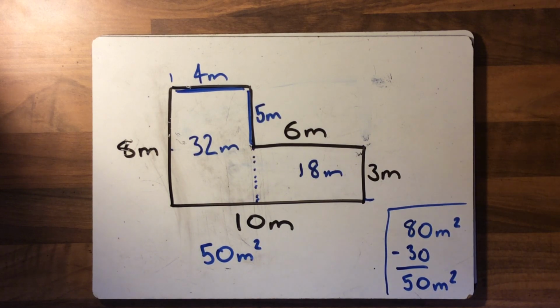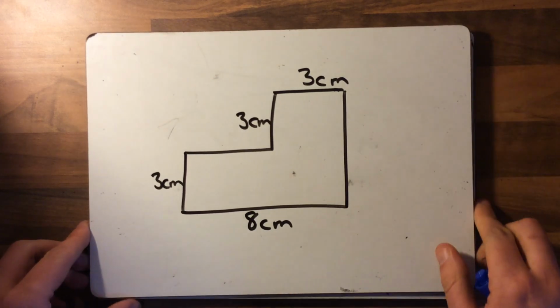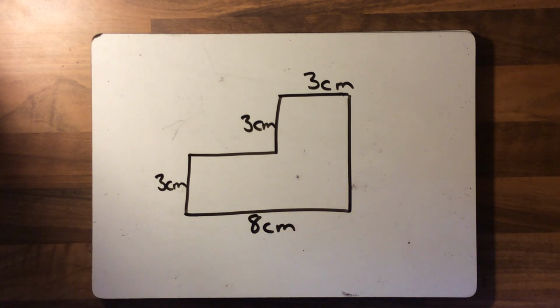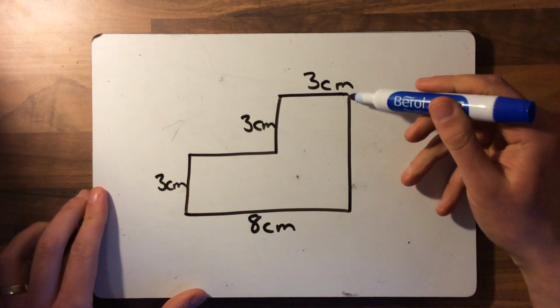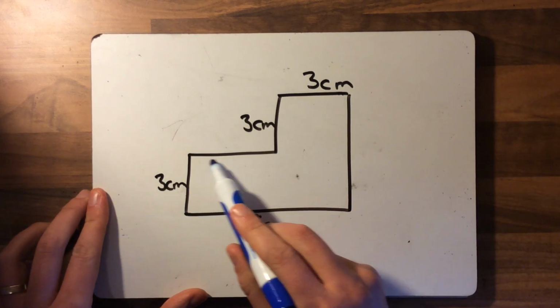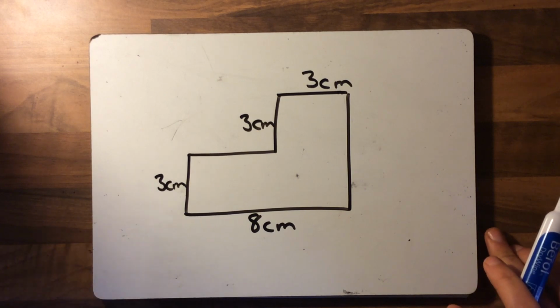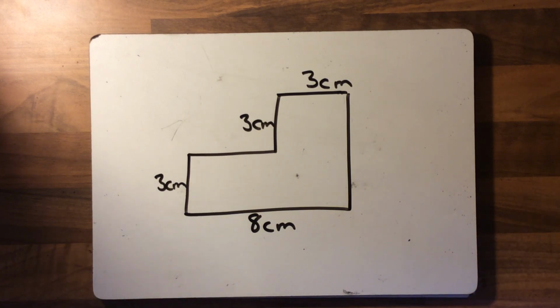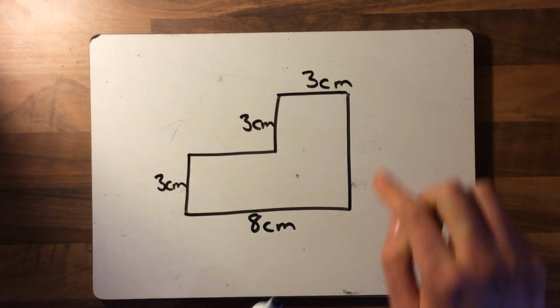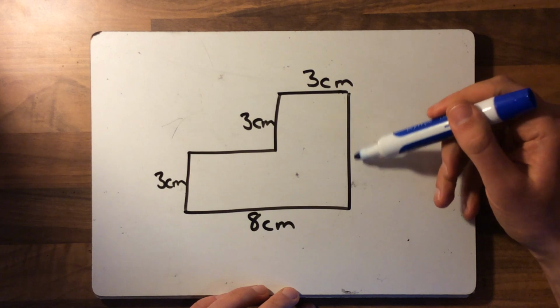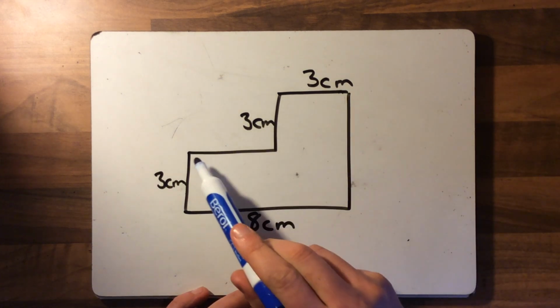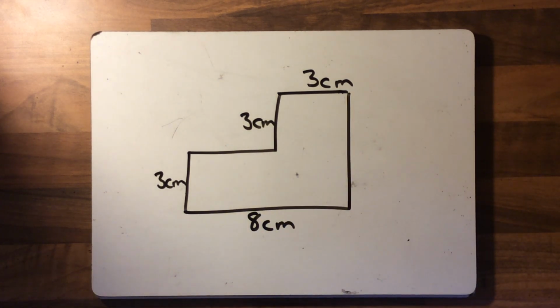So if we have a look at this one now, the first thing we need to do is to calculate what these missing lengths are. Okay, that's the first thing we're going to do. So you might as well just stop the video there. Don't calculate the area just yet. Stop the video just there. See if you can work out what this missing length is here and what this one is going across.